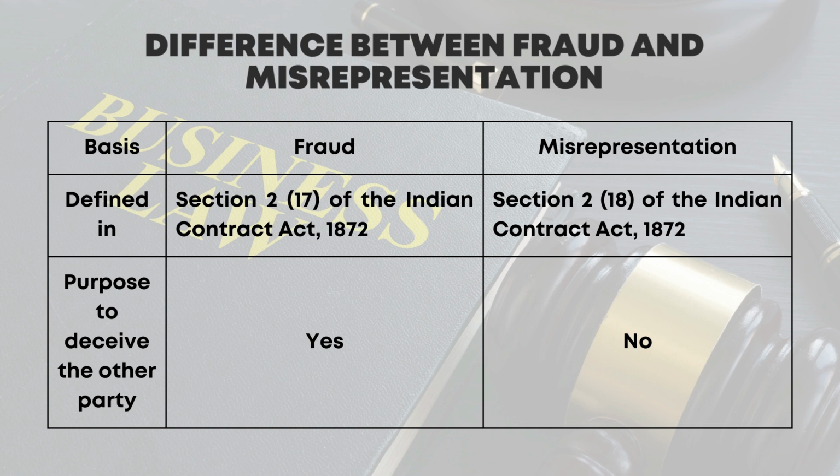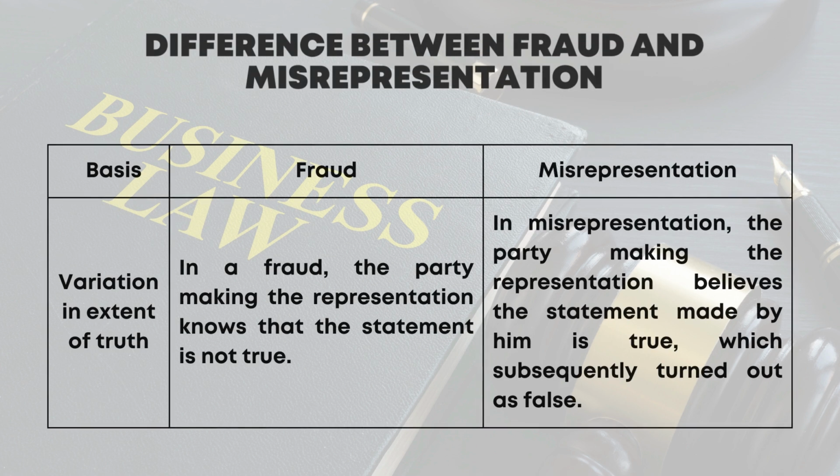Now, what is the purpose? Fraud has a purpose to cheat the party, whereas misrepresentation may or may not have the purpose to deceive the other party. Variation in extent of truth. In fraud, the party making the representation knows that the statement is not true. Whereas in misrepresentation, the party himself believes that the information is true, which turns out to be false later on.